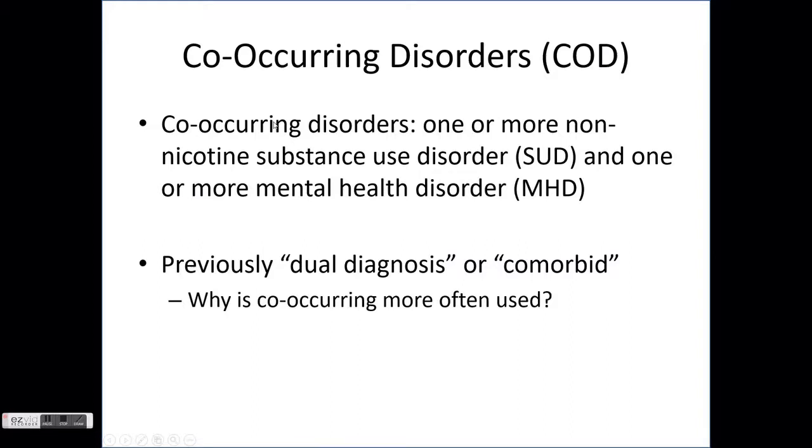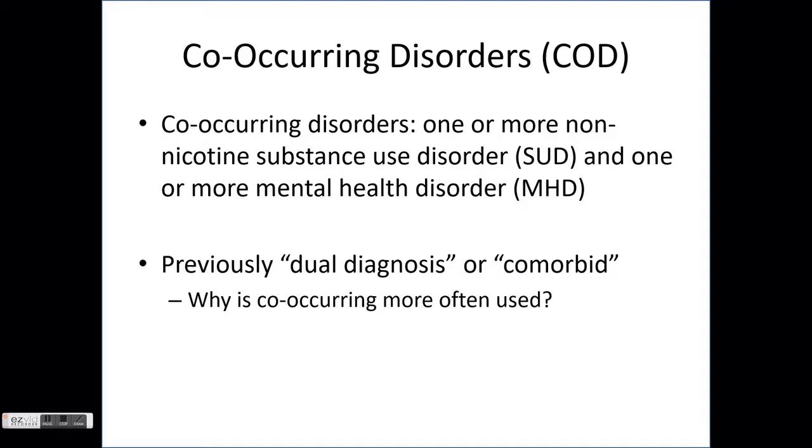Moving on, we want to talk about co-occurring disorders, right? It's a substance use disorder. And they say here, one or more non-nicotine substance use disorders and one or more mental health disorder at once is how they define a co-occurring disorder. Now, I personally take a little bit of issue with this particular description because who's to say that a nicotine substance use disorder couldn't also interfere with somebody in a mental health sense, right?